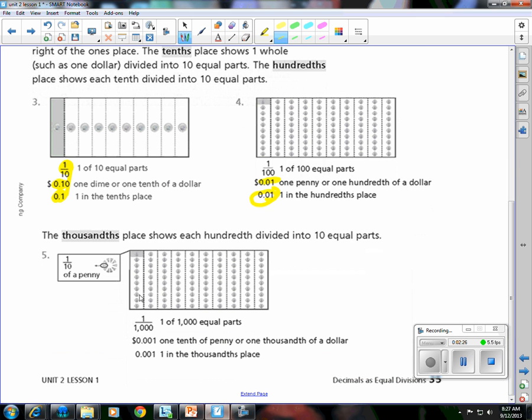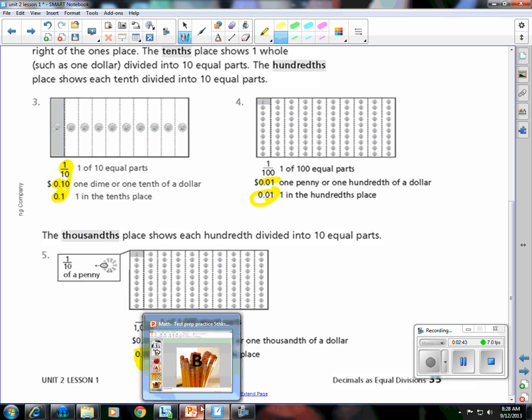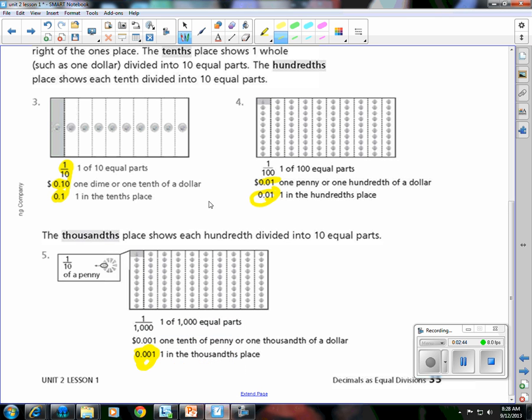Okay, same with thousandths. Thousandths would be a tenth of a penny, a piece of a penny. So if I took a penny, and like the picture shows here, I divided it up into 10 equal pieces, a tenth of a penny would be a thousandth. So again, when I say these decimal numbers, the most important thing is that I actually say just the digits that I see and then their place value.